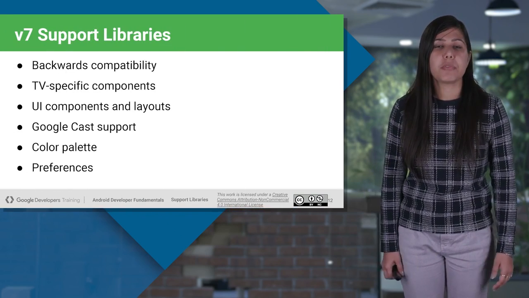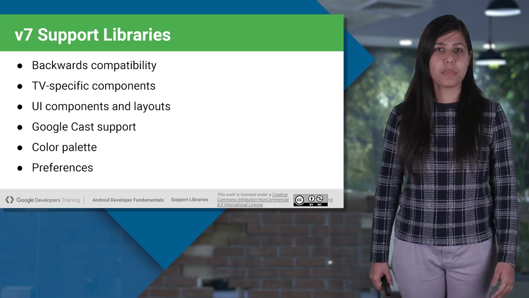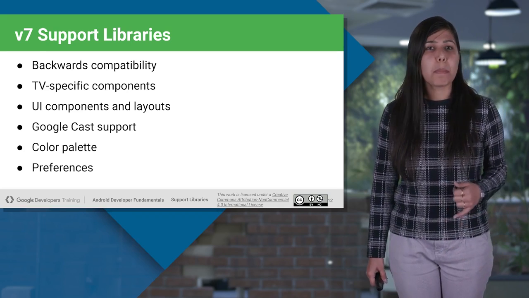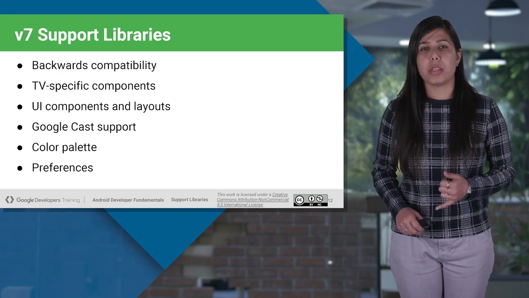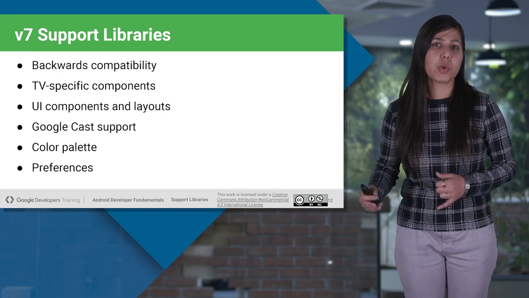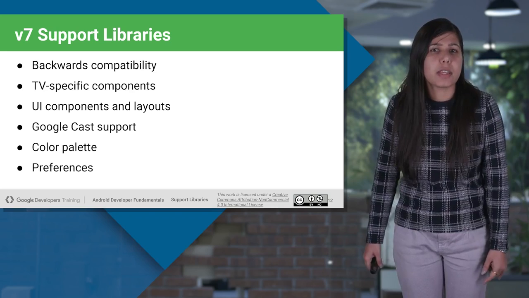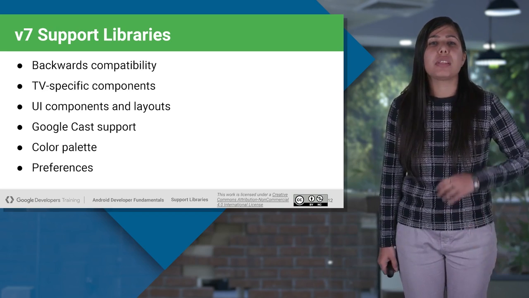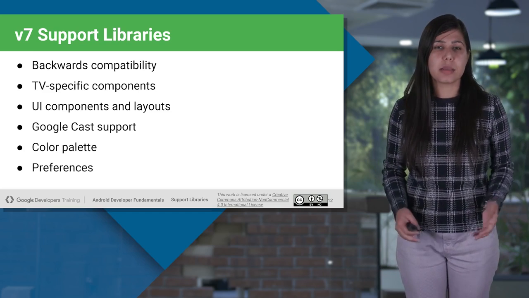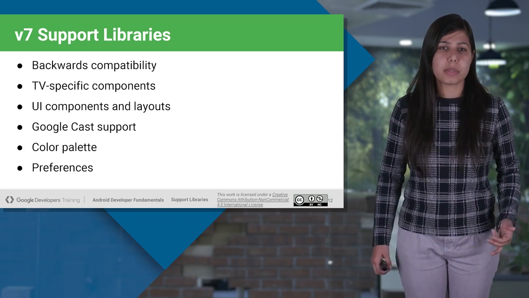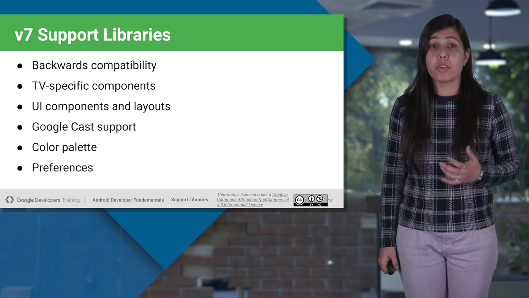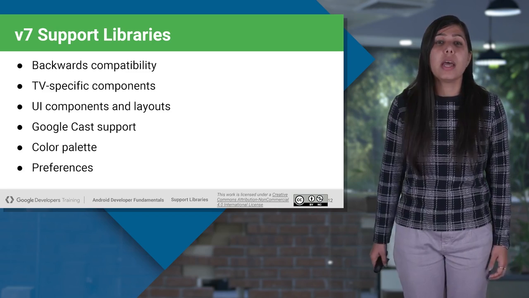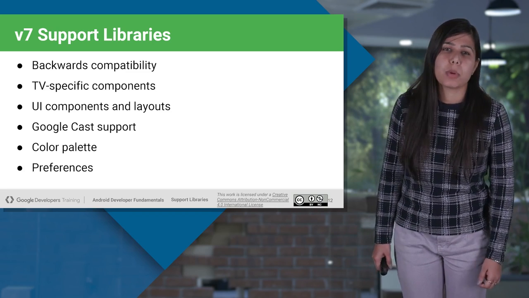For the V7 set of libraries, it also has a set of new features inside it. It also supports backward compatibility, TV specific components. Like if you want to have your video component which will look better on the TV, you have TV specific libraries inside it, UI components, layouts, Google Cast support, and the color palette. That means if you have some pictures, to pick the best color inside your picture and show it, you can use the color palette library.